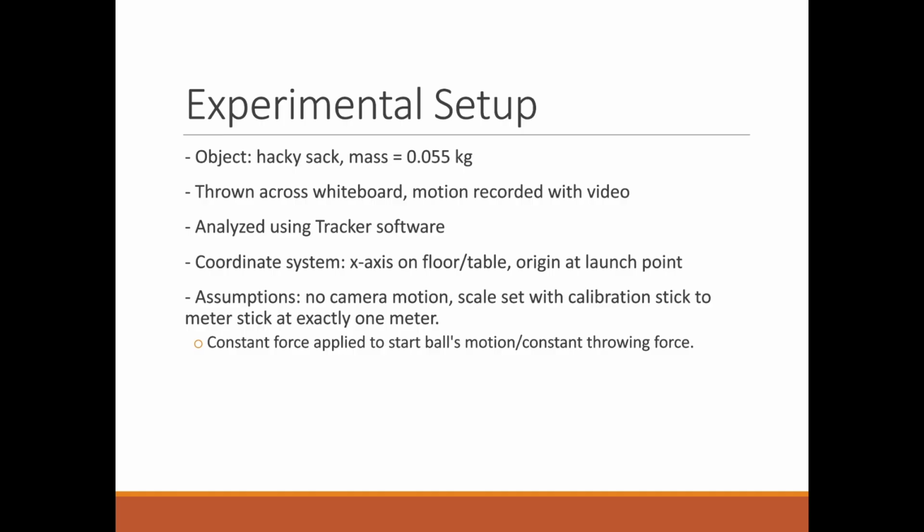The coordinate system was set up so that the x-axis was along the back wall of the whiteboard, with the origin at the launch point. Assume there was no camera motion, and we used a meter stick for calibration. The ball was launched with a roughly constant throwing force, so we can assume there's no additional application of horizontal force in the projectile.